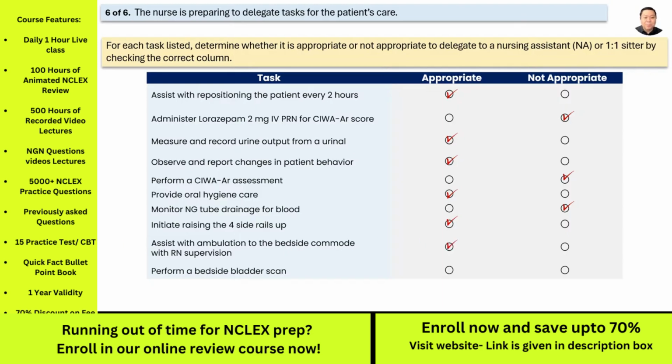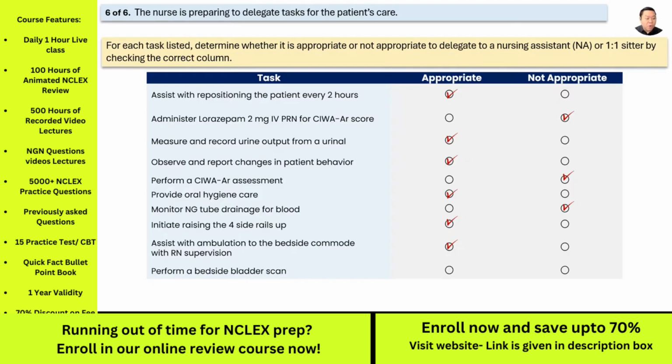Now, assist with ambulation to the bedside commode with RN supervision. This is appropriate for the nursing assistant to help the patient to ambulate to the commode, especially when supervised by the registered nurse, simply because the patient is currently in withdrawal. They are at risk for falls due to the tremors, dizziness, and confusion. And so the supervised assistance will also support patient safety. This will promote mobility, while also ensuring that the nurse is present to intervene if necessary. So you got to be careful for this patient.